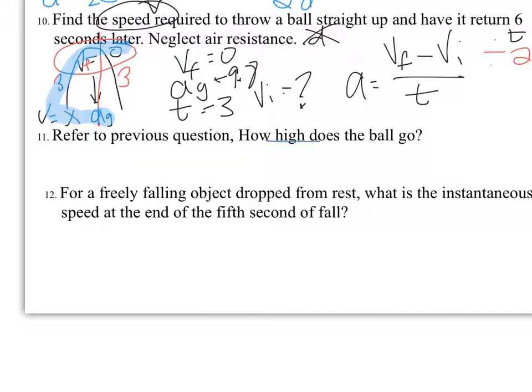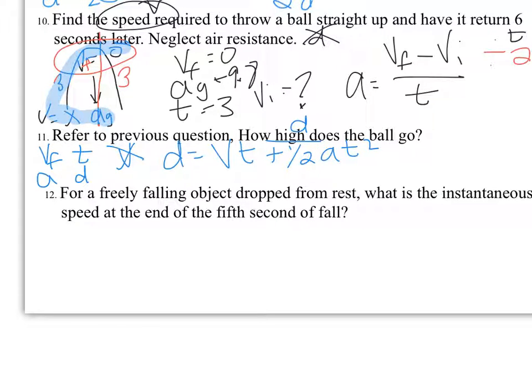If I want to figure out how high something goes, I'm solving for the displacement. So now I have the final velocity, I have the acceleration of gravity, I still have my time, and I want my displacement. I'm going to pick an equation that doesn't have that second velocity. So my equation would be my velocity times my time is 1/2 at squared. In this case, I can make this my final velocity.